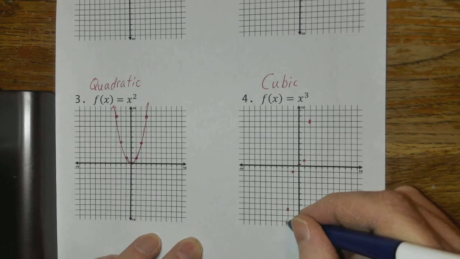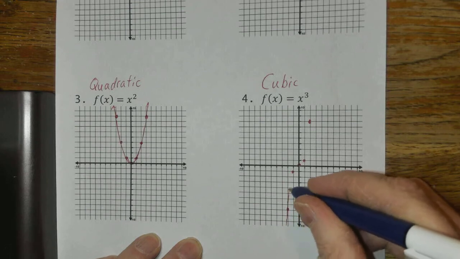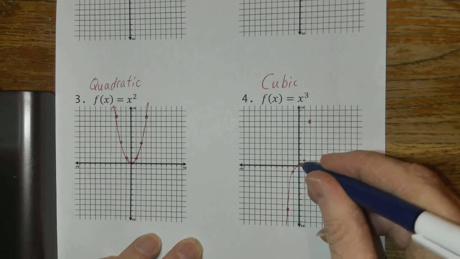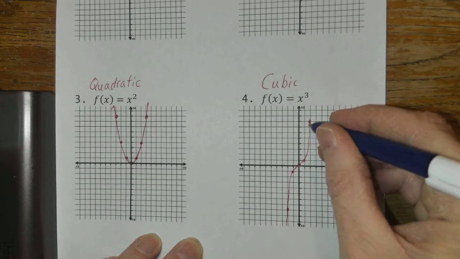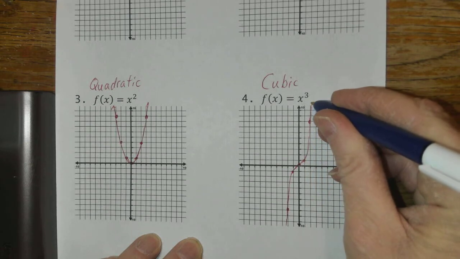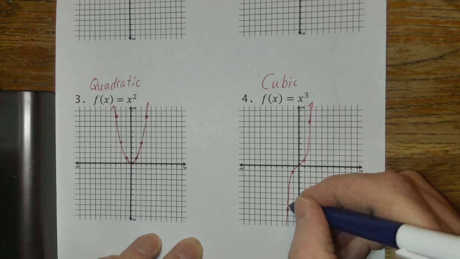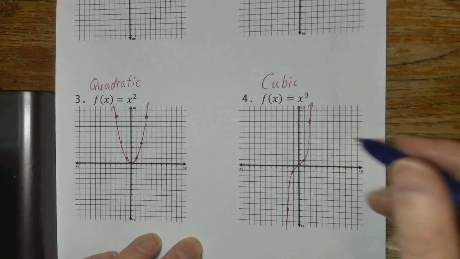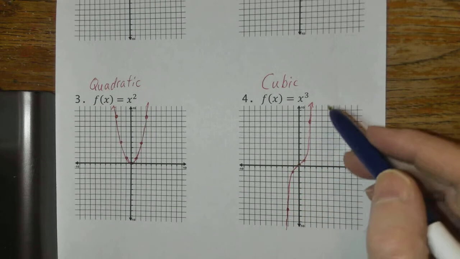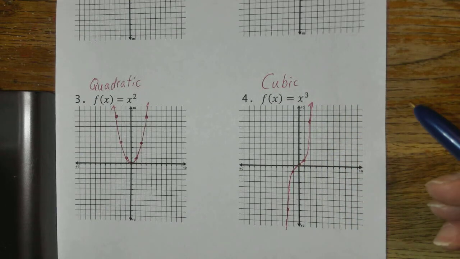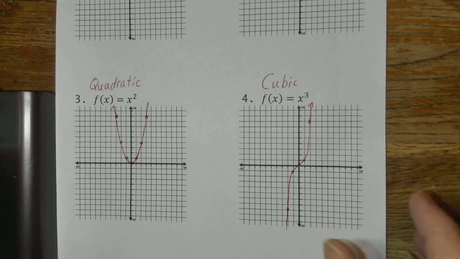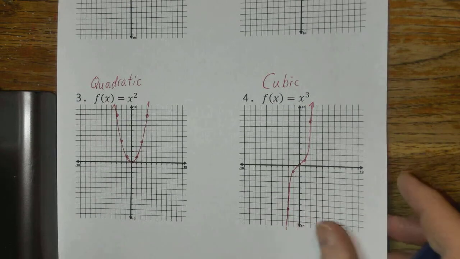Alright, so when I graph this, it curves right at the origin here and then goes up very rapidly, because the next point on integer values is 27 for the y coordinate. So alright, there's the cubic function.